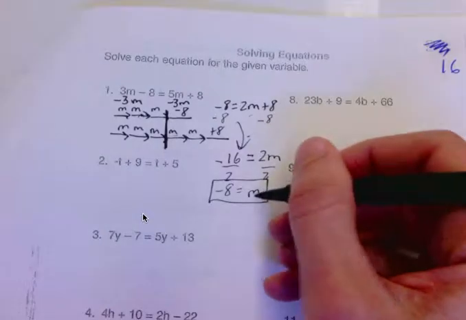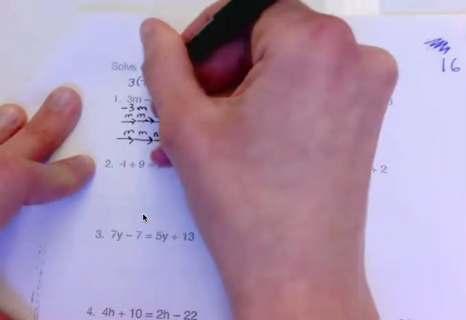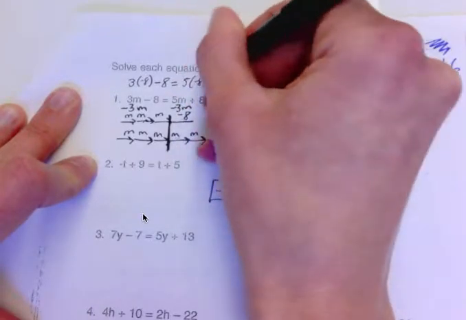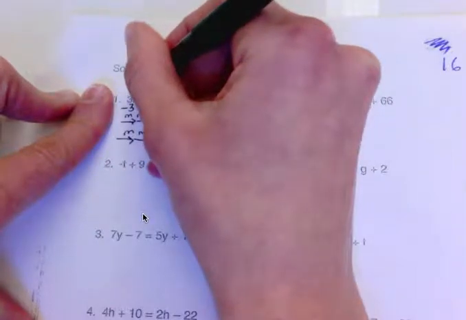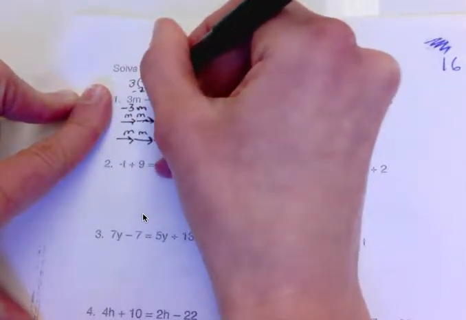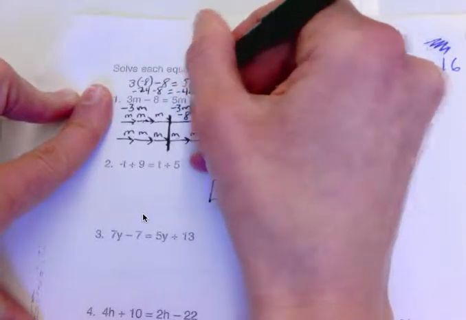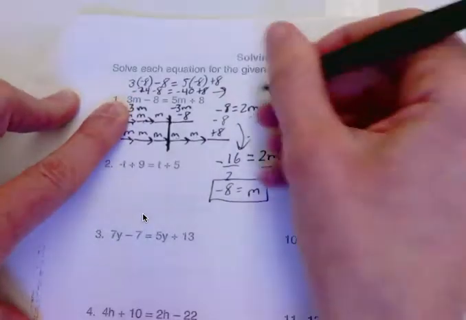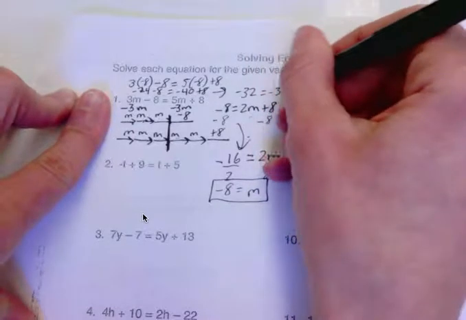Now, of course, I want to double check and make sure that this works, so I'm going to plug it back into the equation. Wherever I see m, I'm going to plug in negative 8. 3 times negative 8, minus 8 should equal 5 times negative 8 plus 8. So 3 times negative 8 is negative 24. Negative 24 minus 8 should equal negative 40 plus 8. And when I simplify that, negative 24 minus 8 is negative 32, and negative 40 plus 8 is also negative 32, so that does work.